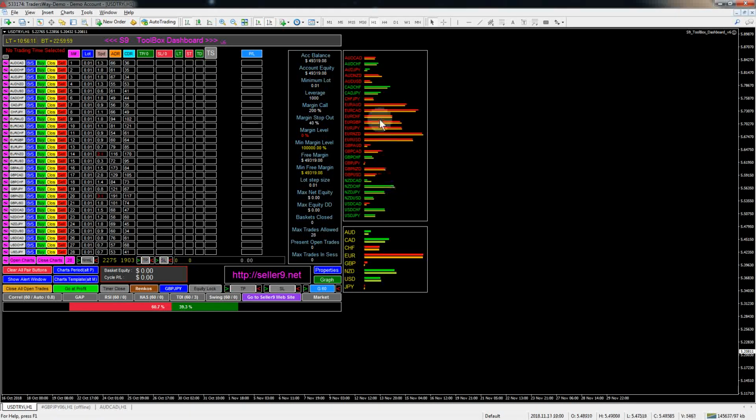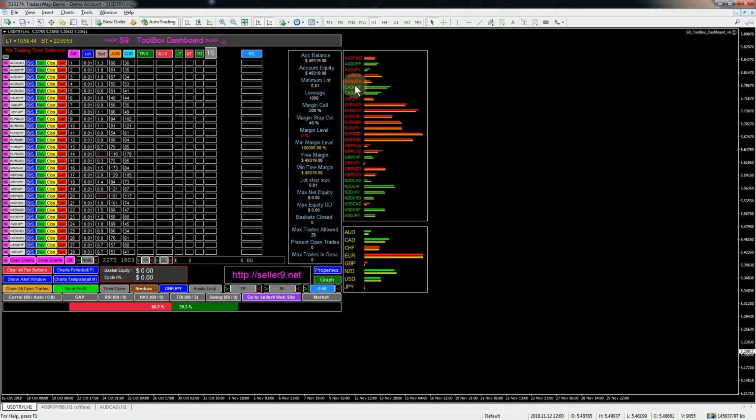Then you got the green ones. In this case, it's telling you it's presently getting stronger in the long direction from what it previously was on the hour chart, because we got 60 down here. Remember, this is the hour chart. If you look at this one here, you can see it's getting stronger in the long direction, and it is also above the open for today.